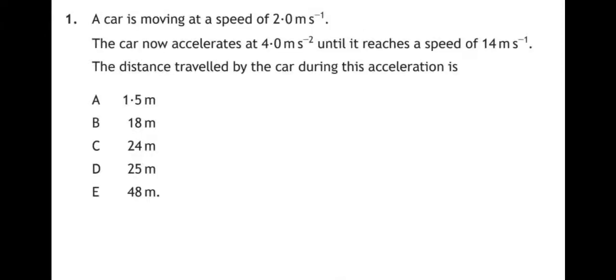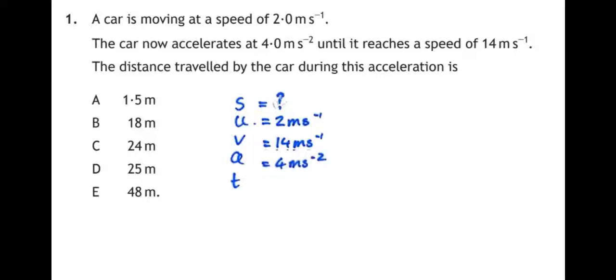Question number 1 says a car is moving at a speed of 2 meters per second. The car now accelerates at 4 meters per second until it reaches a speed of 14 meters per second. The distance travelled by the car during this acceleration is, well, it's a SUVAT question. S is the distance that's travelled, that's what we want to know. U is the initial speed, which is 2 meters per second. V is the final speed, which is 14 meters per second. A is the acceleration, which is 4 meters per second. And T, the time, we don't know anything about.